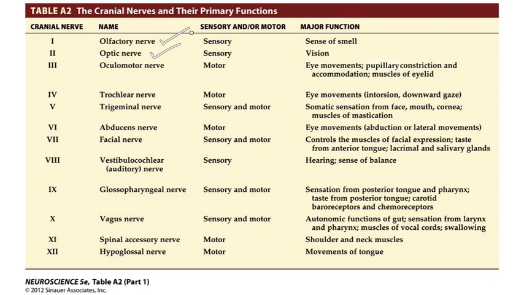So the optic nerve, very important nerve. It communicates visual signals from the retina back to the rest of the brain. And it's also a bit unusual. We call this a nerve, but in truth, it's an outgrowth of the diencephalon.